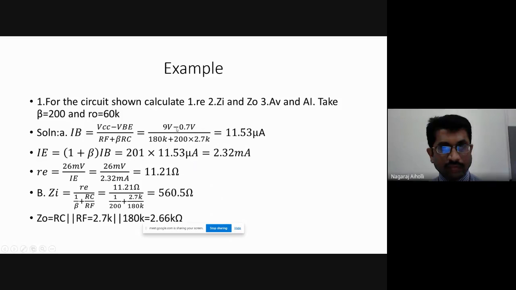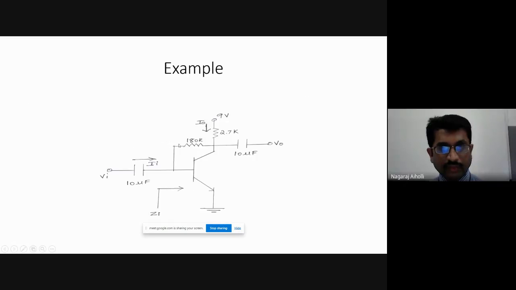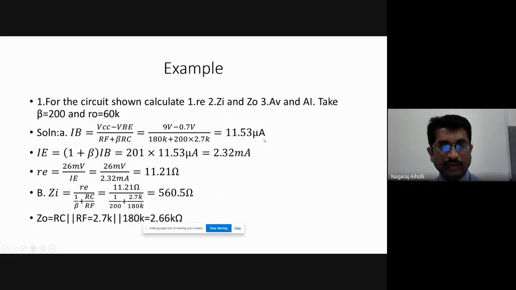Therefore, we get VCC is 9 volts minus VBE is 0.7 volt, divided by 180k plus beta is 200 into 2.7k. RF is 180k, RC is 2.7k. We get 11.53 microampere. Then IE is 1 plus beta into IB, that is 201 into 11.53 microampere, which comes out to 2.32 milliampere. Then re is 26 millivolt by IE, 26 millivolt divided by 2.32 milliampere. This will be 11.21 ohms.